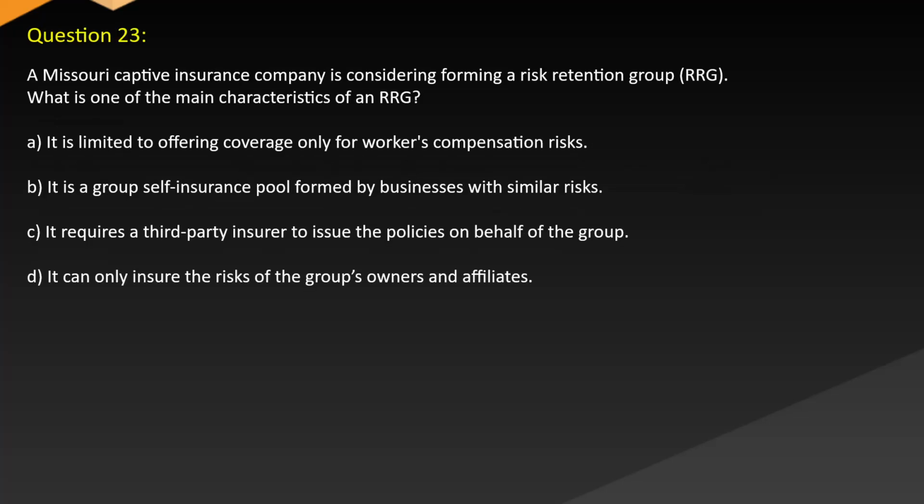Question 23. A Missouri captive insurance company is considering forming a risk retention group, or RRG. What is one of the main characteristics of an RRG? A. It is limited to offering coverage only for workers' compensation risks. B. It is a group self-insurance pool formed by businesses with similar risks. C. It requires a third-party insurer to issue the policies on behalf of the group. D. It can only insure the risks of the group's owners and affiliates.